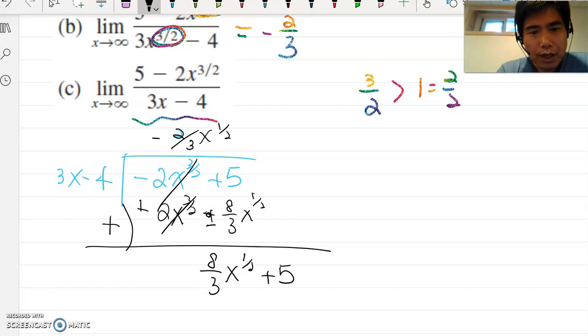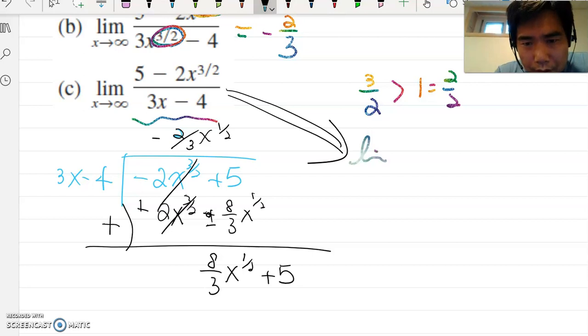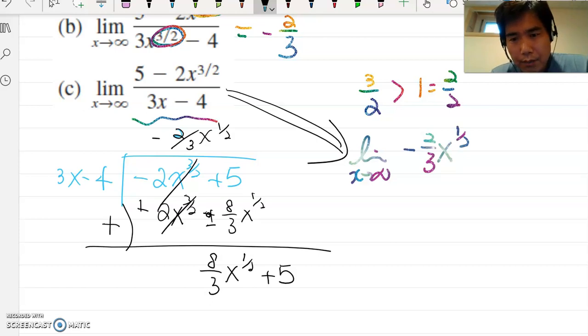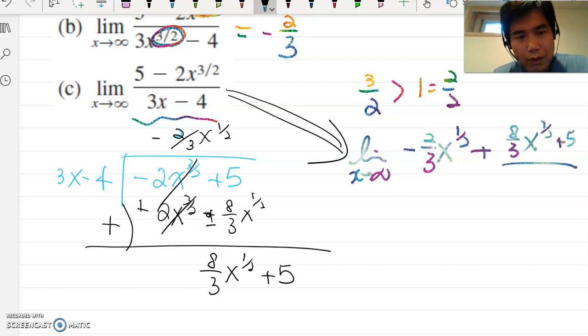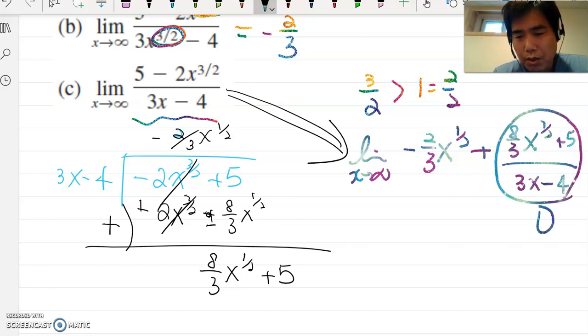Okay, so now you can rewrite this one. So limit x moves to infinity, negative 2 over 3 x to the 1 over 2 plus the fraction, 8 over 3 x to the 1 over 2 plus 5 over 3x minus 4. But as you know, the leading degree of the numerator here is smaller than the denominator's, so no matter what, this will be 0. Then we only care about this part here.